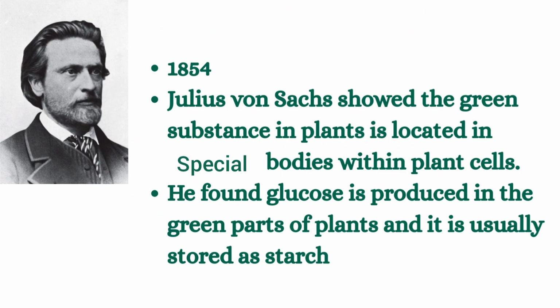In 1854, Julius von Sachs provided evidence for production of glucose when plants grow. His studies showed that the green substance in plants, chlorophyll as we know it now, is located in special bodies, later called chloroplasts, within plant cells. He found that the green parts in plants is where glucose is made and that the glucose is usually stored as starch.